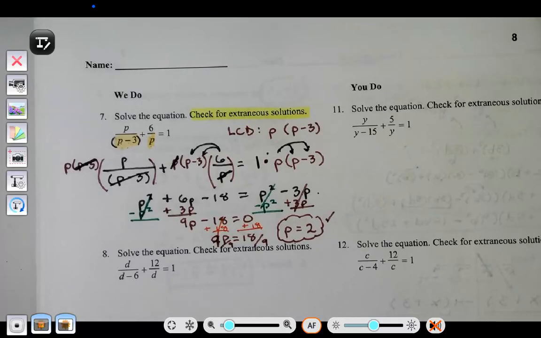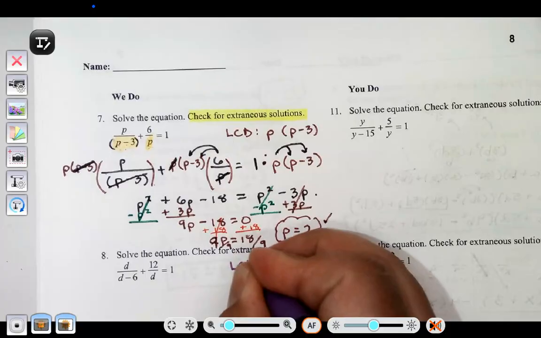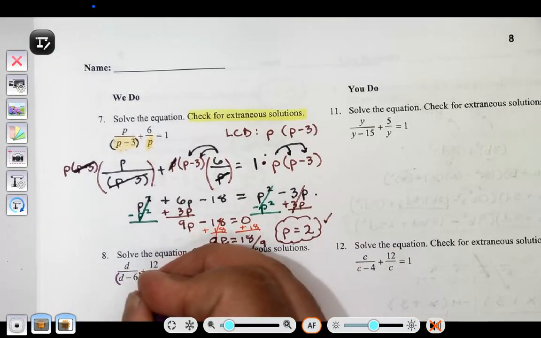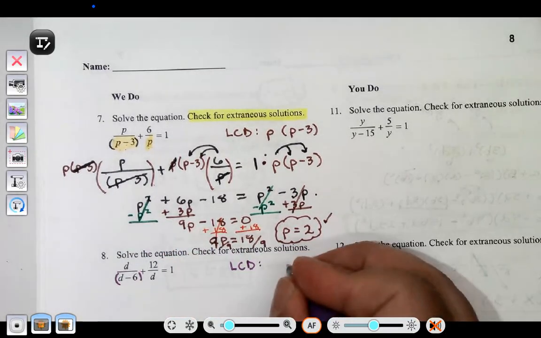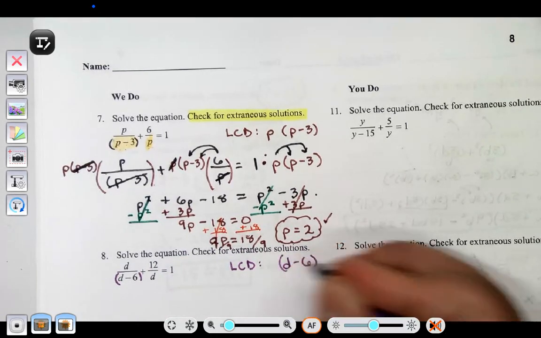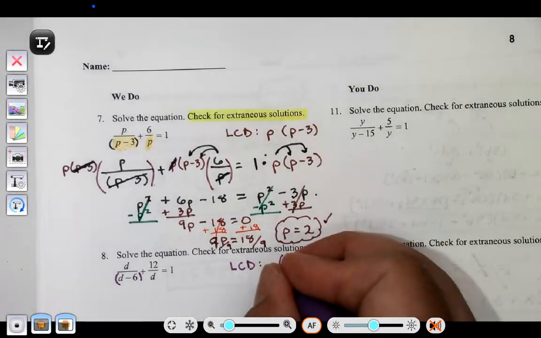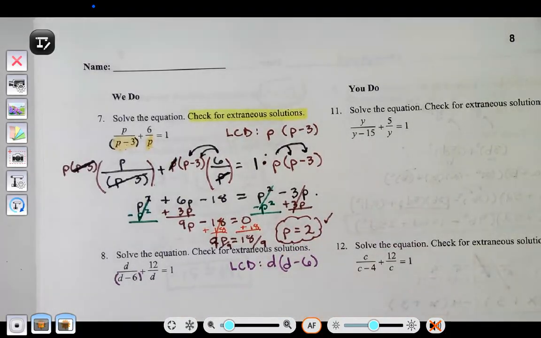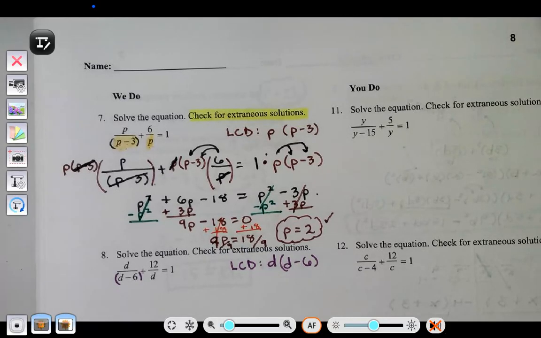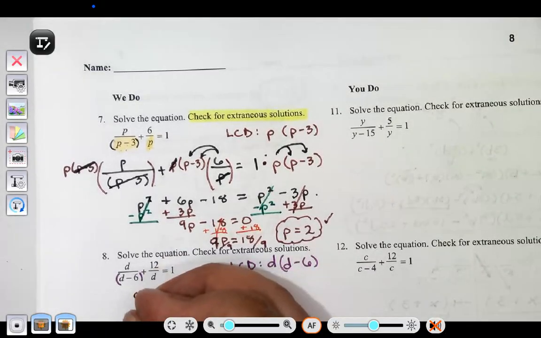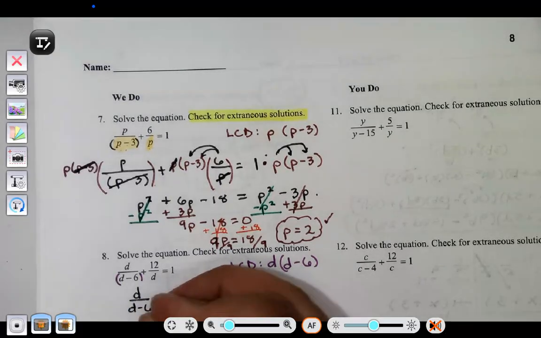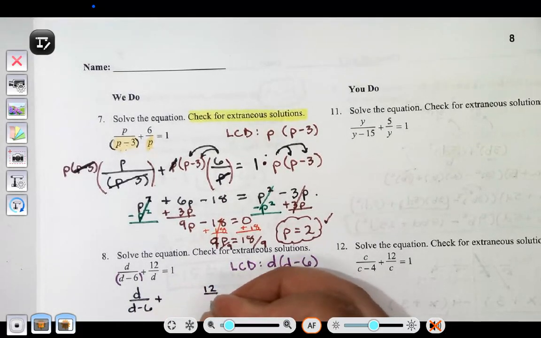Now, number 8 is basically the exact same problem. So we're just going to kind of speed through it a little bit just to practice that idea of the LCD. So when you do the LCD, remember, this is considered one denominator, and that's different. So I'm going to write it down. This letter D by itself is different from this one. That's a different denominator. Well, then I write it down. And now that we've done that, well, now I'm going to multiply everybody. So here's the D minus 6, plus 12 over D equals 1.